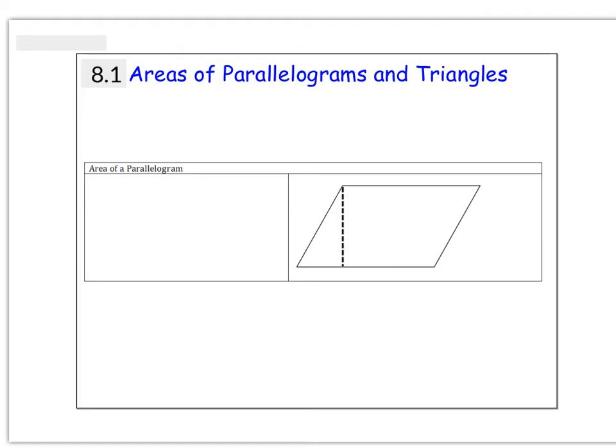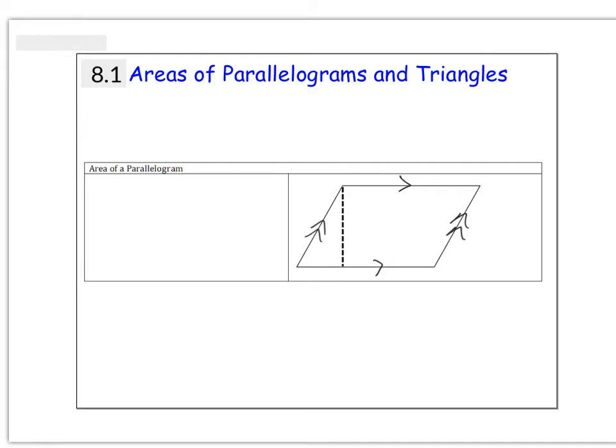Today we're going to focus on parallelograms and triangles. So think back to Geometry A when you studied parallelograms. Remember, a parallelogram is a quadrilateral that has two pairs of parallel sides. So for instance, the top and the bottom are parallel, and the left and the right sides are parallel. If you have two pairs of parallel sides, it is a parallelogram.